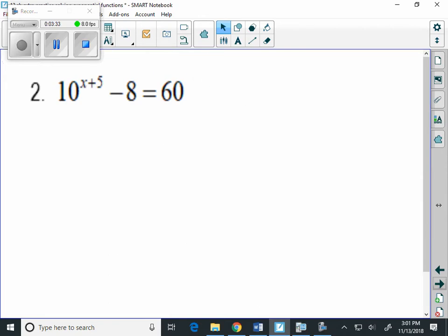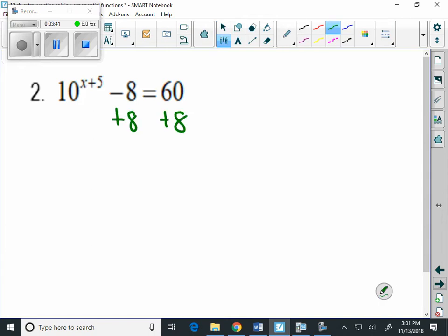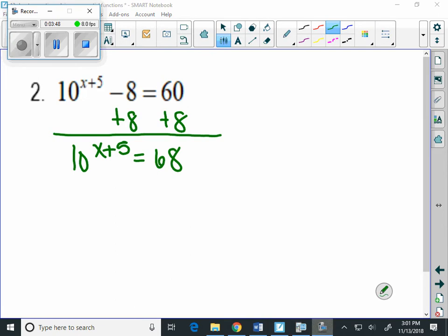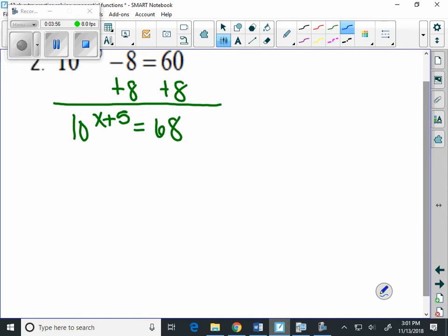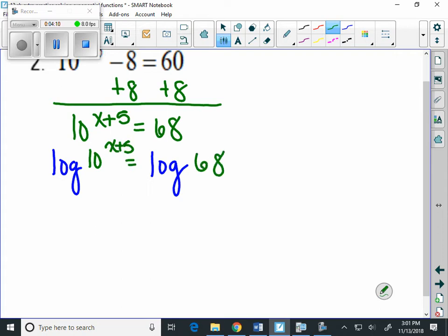Problem number 2. Again, the key: isolate. So let's add 8 to both sides. And we have 10 to the x plus 5 equals 68. And in order for us to solve this, once again we are going to have to put in a logarithm, and because it's a 10, we're going to use log, L-O-G, log. It's log of 10 to the x plus 5 equals log of 68.